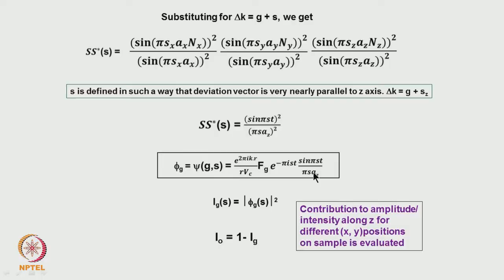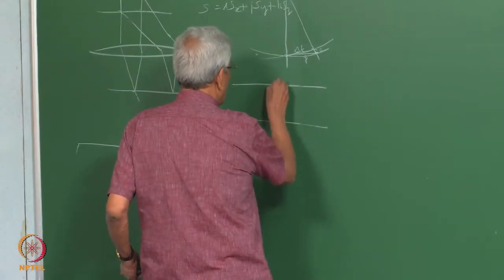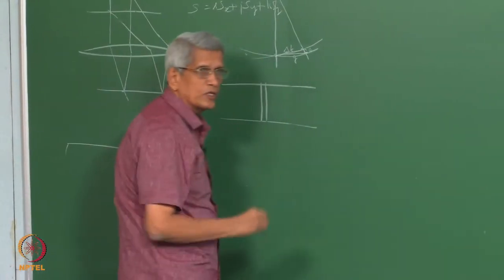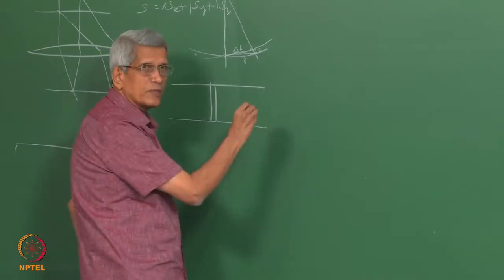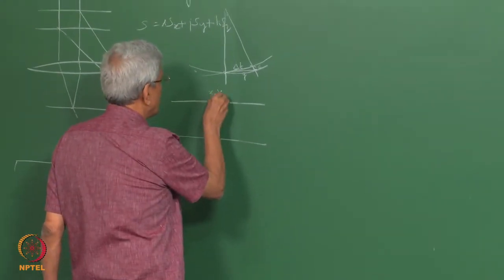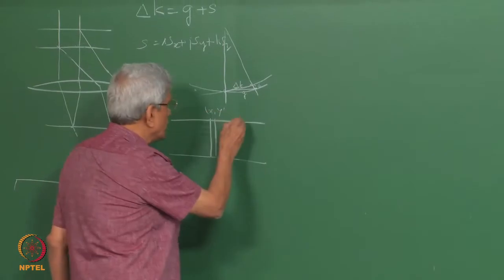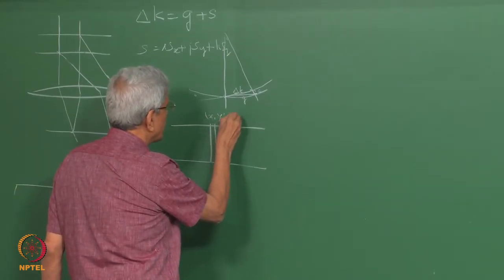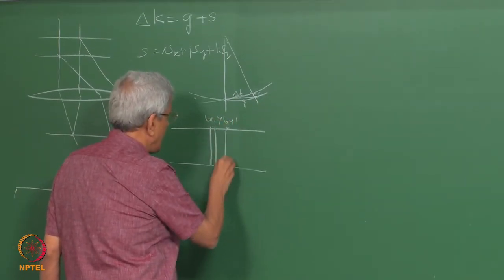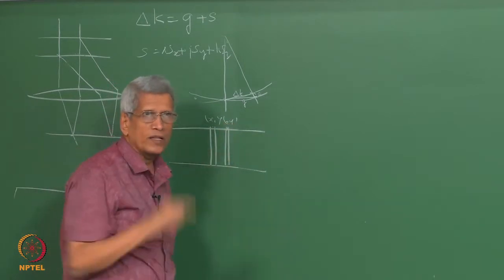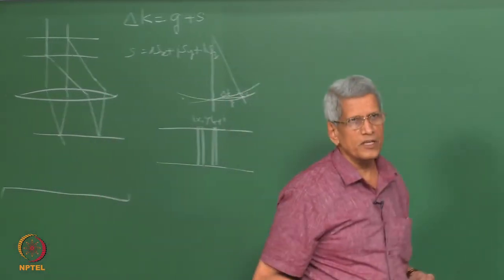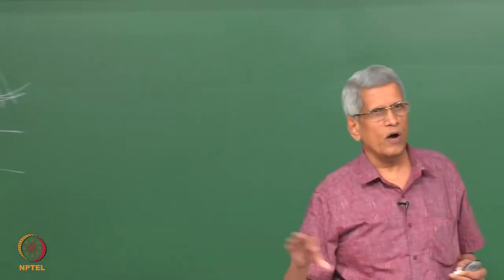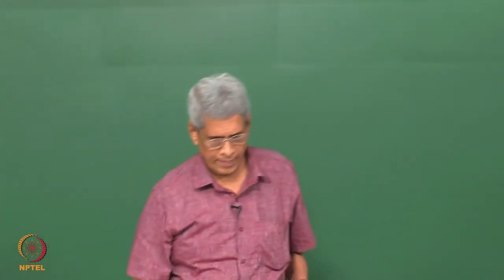This is along the sample, along a particular column for which we are doing this calculation. With respect to a coordinate system which you have chosen, this may have some value of x and y and z. Like that we can have another x and y value, and along this column z we can find out what the intensity is.